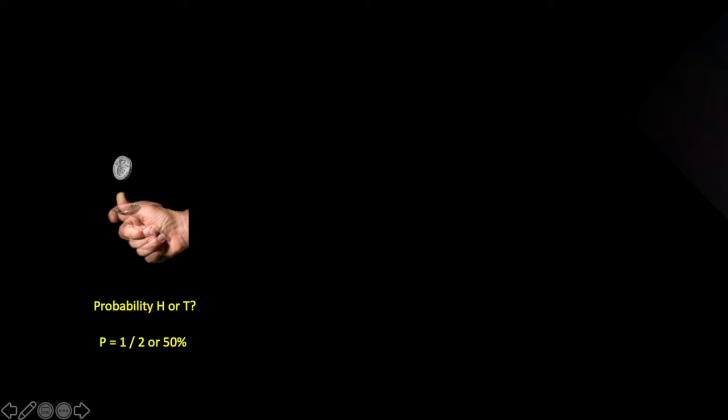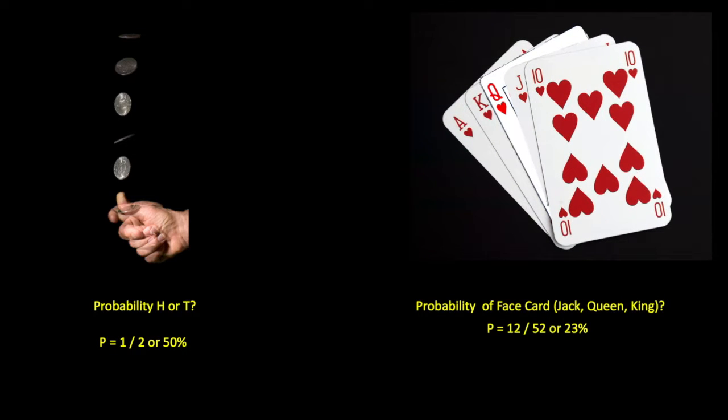Let's look at the probability of getting heads or tails from a coin toss. The probability is one option from two possible outcomes, which can be represented as 50%. If we examine the probability of receiving a face card, that is a jack, queen or king, from a full deck of cards, we can calculate that from the 52 cards available, 12 of these are face cards, and this equates to 12 over 52 or 23% probability of occurring.